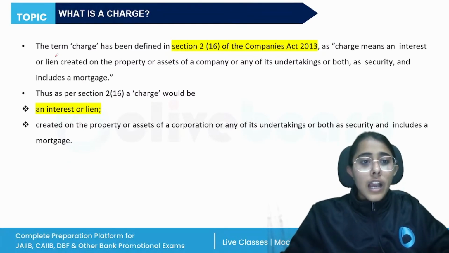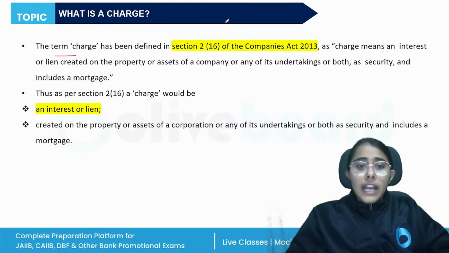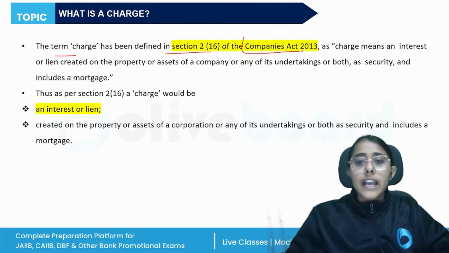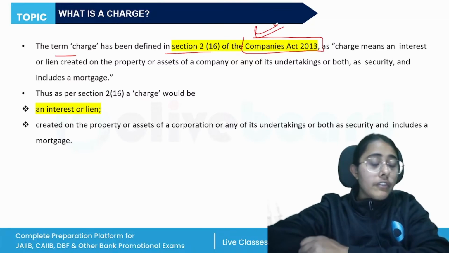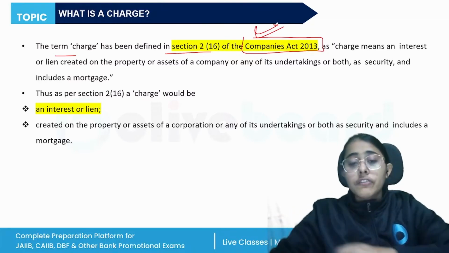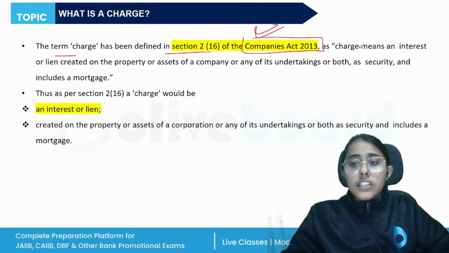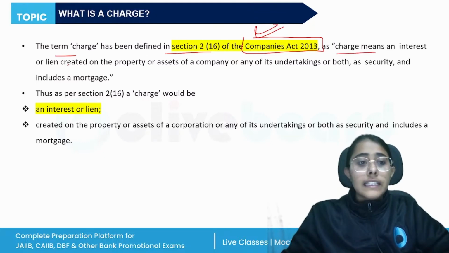First, charge has been defined in which act? So it is defined in Section 2 subsection 16 of the Companies Act 2013. Whenever the definition or the act is mentioned, we need to remember it. Then a charge means an interest or a lien created on the property or assets of a company or any of its undertakings or both as security and includes a mortgage.